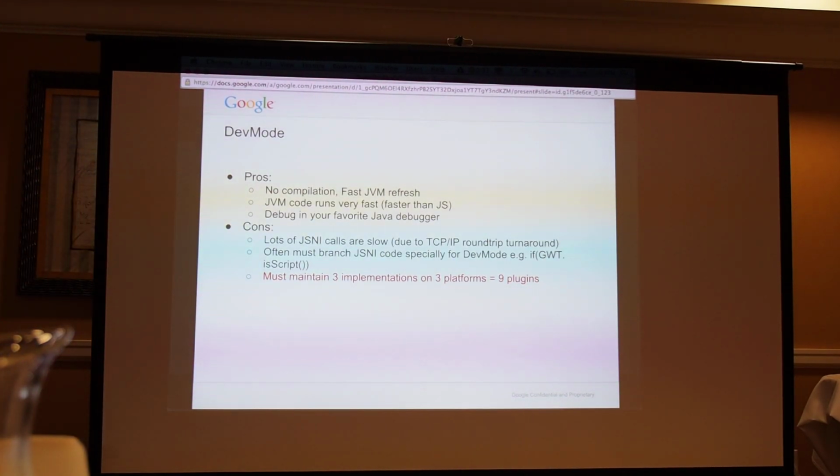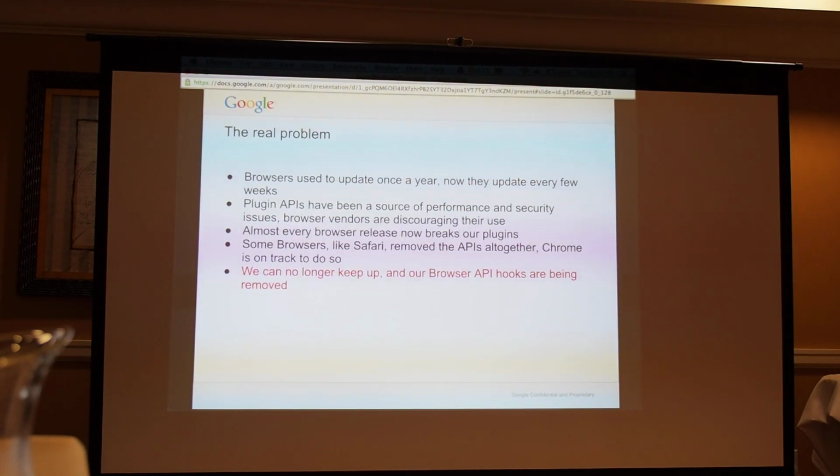But here's the real problem for us. This architecture forces Google, and now the GWT Steering Committee, to maintain 3 implementations of this plugin. One for Firefox, one for Chrome, and one for IE. We used to have Opera and Safari support, but those are gone. On 3 different platforms, Linux, Windows, and OS X. And if we had a really large team at Google to do this, maybe we could put a lot of people on it, but obviously it's a problem. But here's the real problem.